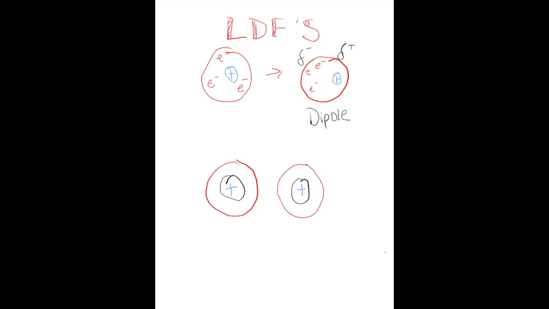Okay, so let's back up a little bit. As we know, the positive charges of one atom are attracted to the negative charges of another. So this nucleus here is attracted to the electron cloud of this atom, and this nucleus is attracted to the negative charge of this electron cloud. So what happens is these two atoms induce a dipole in one another, so that's why it's called induced dipole.